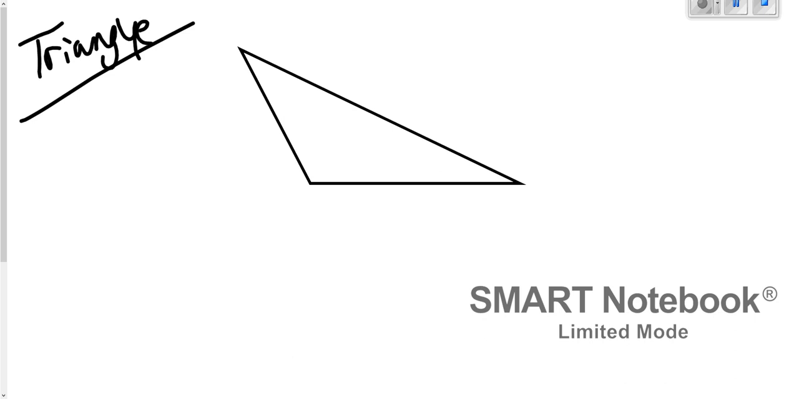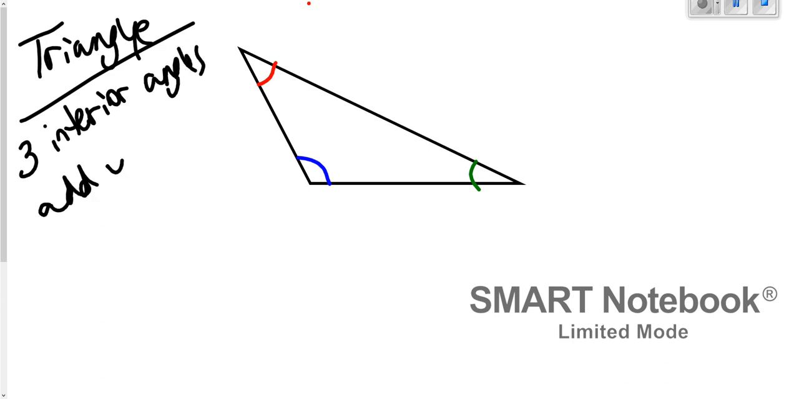So normally I would ask my class, what do we know about triangles? And they go, there are three sides. That's true. But we want to talk about the angles. One angle, two angles, three angles. And there's a fact about triangles that everyone should remember. The three interior angles add up to 180 degrees. And that is for any triangle.